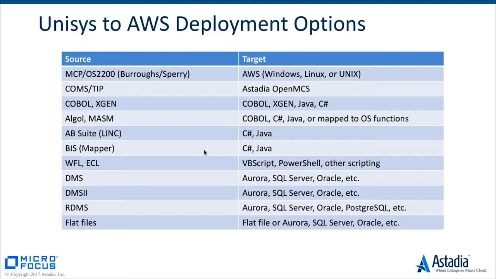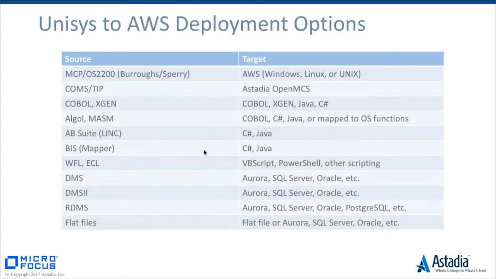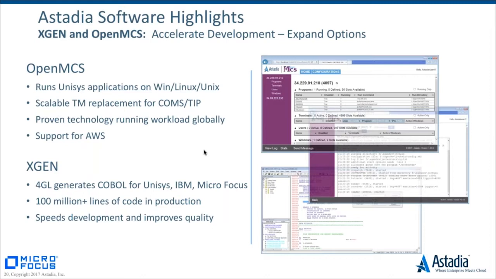So I want to show you now just a high-level mapping of the Unisys products or pieces and what their target is within AWS. So the MCP and the OS 2200 operating systems would go within AWS as a Windows, Linux, or Unix. Usually it's Windows or Linux. The comms and tip environment is replaced by the Astadia OpenMCS environment. The COBOL and the XGen. XGen is also an Astadia product that was built back in the 80s. It's a COBOL generator for the Burroughs line. But that all moves over to the AWS environment. So the COBOL would go to COBOL, the XGen would go to XGen, remain XGen.